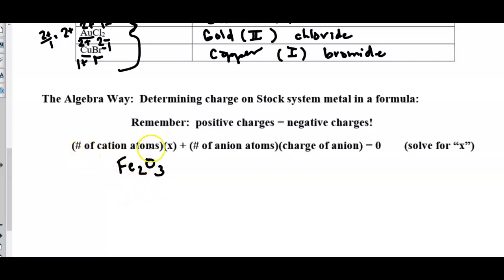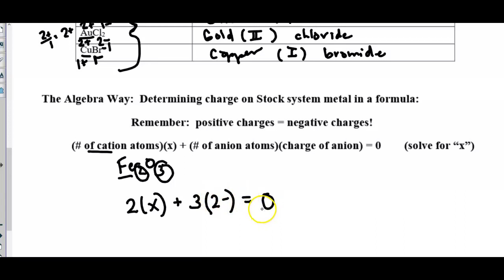algebraically I would say, okay, I've got how many cation atoms? Well, I've got 2 of those because there's 2 iron atoms. But I do not know the charge on iron, so I'll plug that in for X. Plus, the number of my anion atoms is 3, and I do know the charge on oxygen is -2. So this has to add up to 0 because all my positive plus all my negative has to add to 0. So I have 2x minus 6 is equal to 0. Move my 6 to the other side, and I get 2x is equal to positive 6, divide by 2.